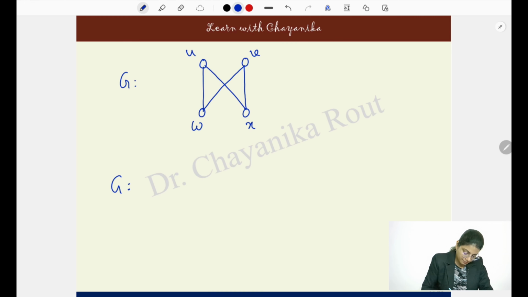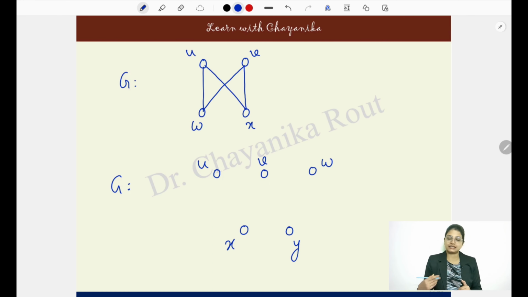Let's draw a complete bipartite graph with these partite sets. Suppose U, V, W is one partite set, and X, Y is the other partite set. How can I make this a complete bipartite graph? It is bipartite, so I have two rows of vertices. Those partite sets are independent sets, so there will be no adjacency among any two vertices of the same partite set. But all the possible adjacencies between the vertices of the different partite sets, I will draw all those edges.